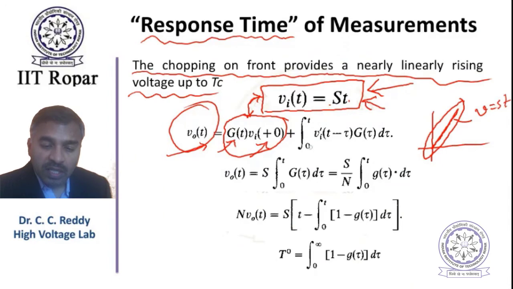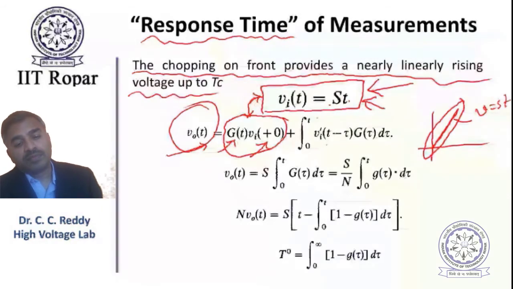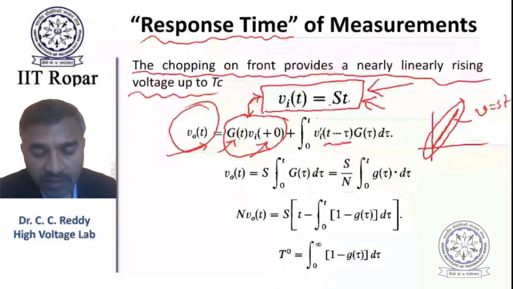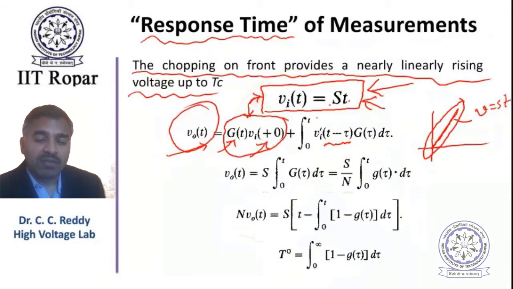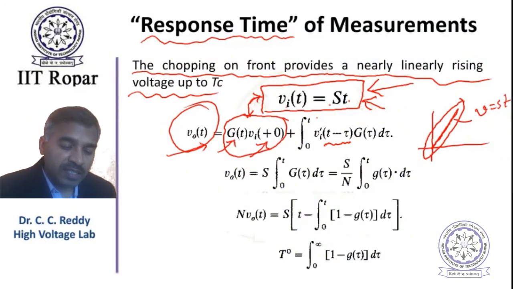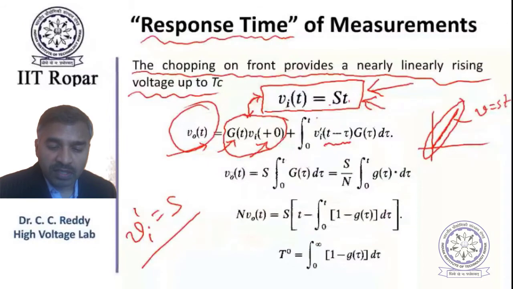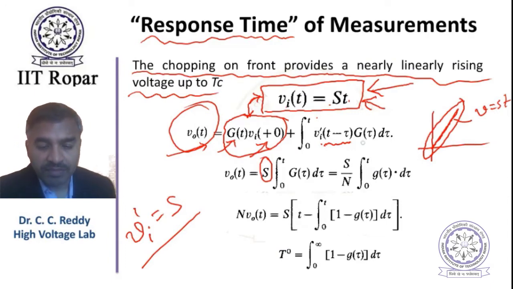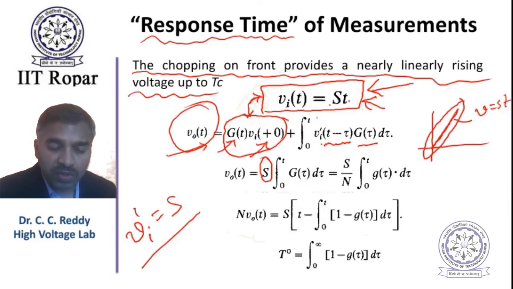integral 0 to t, Vi dash of t minus tau. What is Vi dash? Simply a constant. So it doesn't depend on t minus tau at all. It is always constant. Irrespective of the value of tau, it always takes S only. Vi dash is equal to S. So that comes out of this integral, since it is constant. You can see here. Now the rest of the function is G, d tau. So integral 0 to t, capital G of tau, d tau.